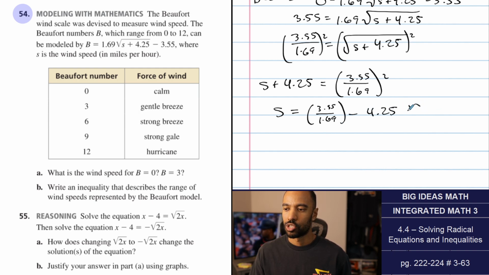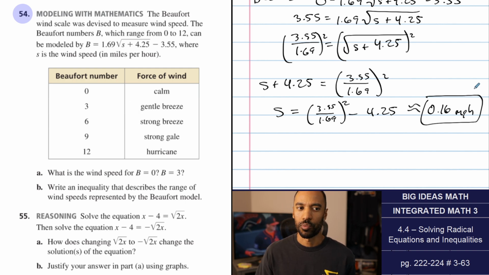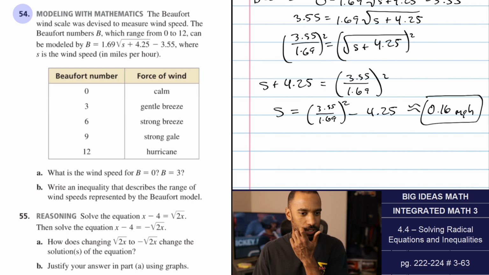Okay. So, what is that speed? Oh, this is squared. I'm going to go to the calculator. And I'm going to type 3.55 divided by 1.69, put in parentheses, square it, and minus 4.25. And I'm getting 0.16, 0.16? Oh, it's calm. So 0.16 miles per hour. It says 1.1624, and so on. Beaufort wind scale, all right.